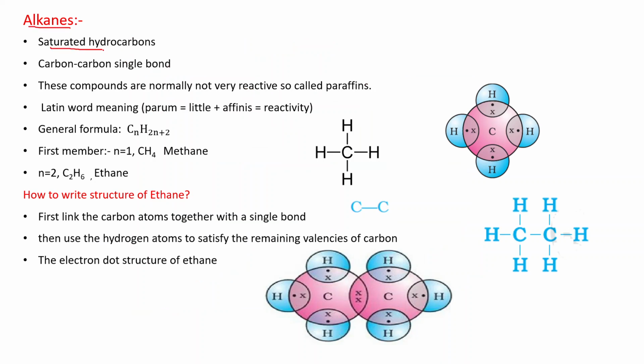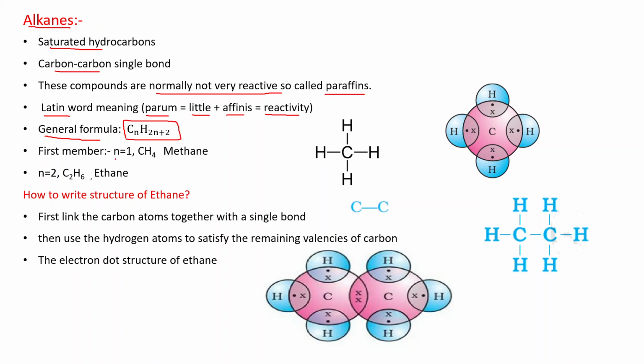These are saturated hydrocarbons, a carbon-carbon single bond is there and these are normally not very reactive, so they are also called paraffins. This is a Latin word: parum means little, and affinis means reactivity, so little reactivity. That's why alkanes are known as paraffins. Their general formula is CnH2n+2, where n may be 1, 2, 3, 4, 5, 6 and so on.